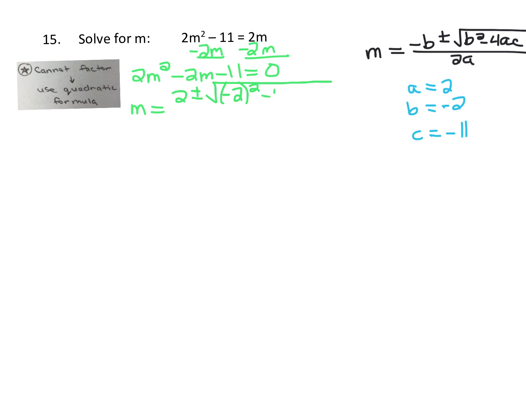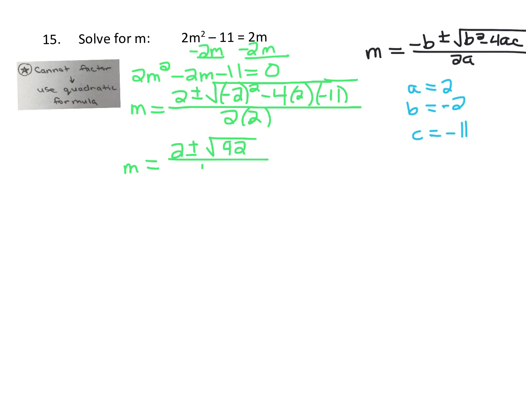And then minus 4 times a, which is 2, times c, which is negative 11. Let me extend this a little further. And then your division bar should extend from the very beginning to the end of that numerator. And that's going to be over 2 times a, so 2 times 2. All right, so let's bring down the m equals positive 2 plus and minus. And then we can figure out what that's equal to under the radical, which is 92. And that whole thing is going to be over 2 times 2, which is 4.